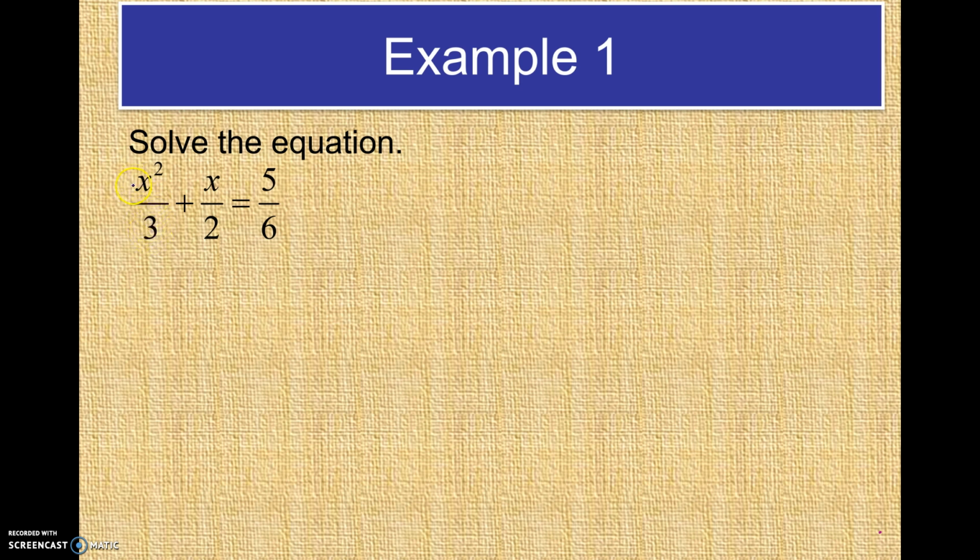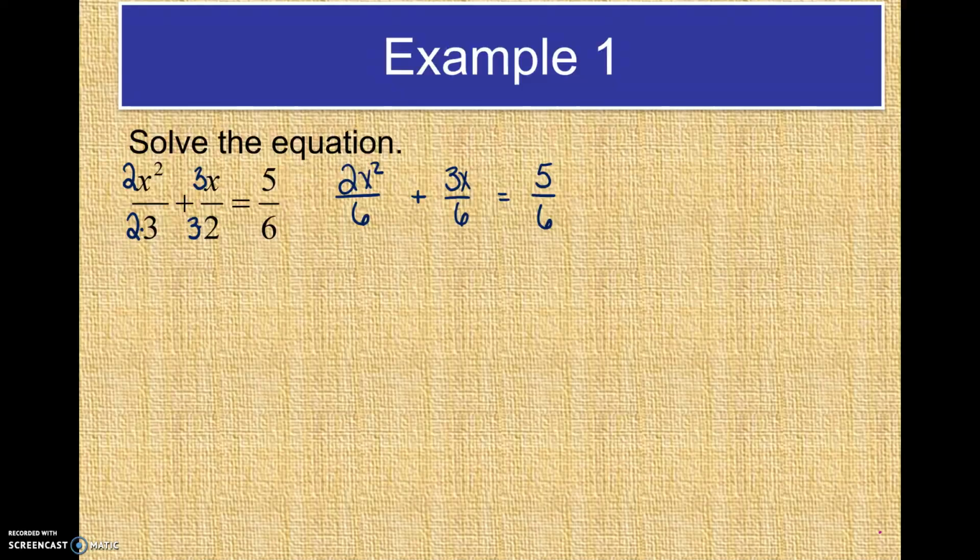What do we need to multiply by? 2. So we multiply the top and the bottom by 2. The next one, it's a 2. We really want it to be a 6. So what do we need to multiply by? 3. So multiply by 3 on the top and the bottom. So now we have 2x squared over 6 plus 3x over 6 equals 5 over 6.